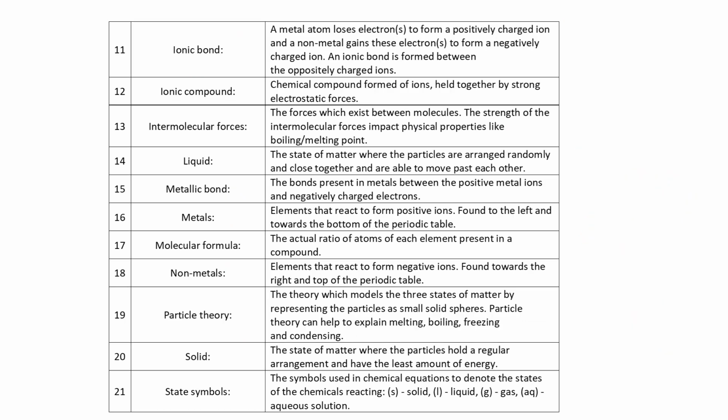A metal atom loses electrons to form a positively charged ion, so Na+, and a non-metal gains electrons, so F-, and an ionic bond is formed between the oppositely charged ions. So that is an ionic bond. A chemical compound formed of ions held together by strong electrostatic forces is an ionic compound.